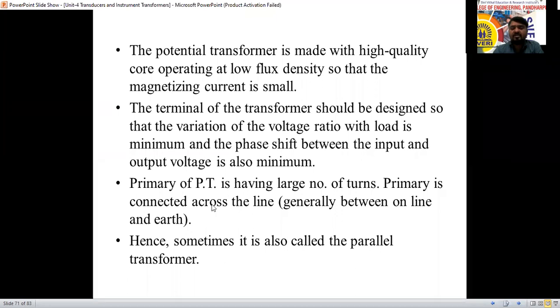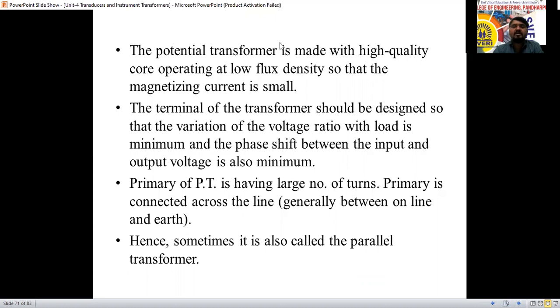See here, they have mentioned that the primary of the potential transformer has a large number of turns. The number of turns in the primary winding is large, and the primary is connected across a line, generally between one line and earth. Hence, it is sometimes also called a parallel transformer.